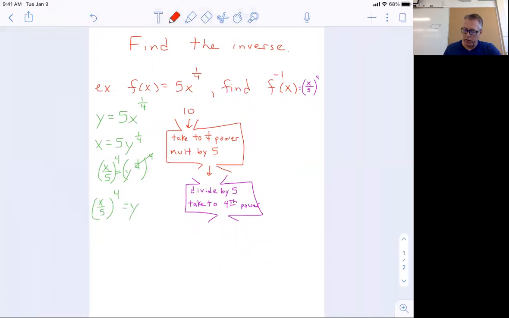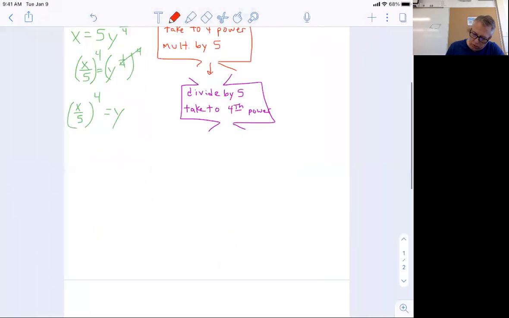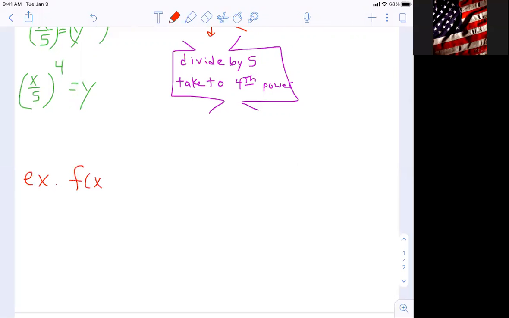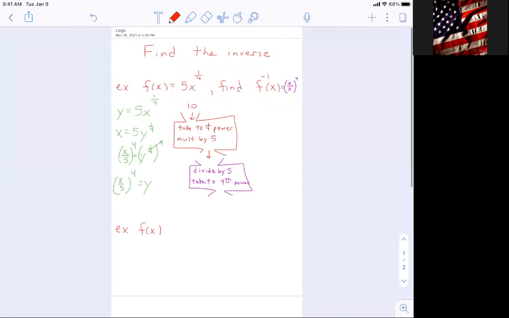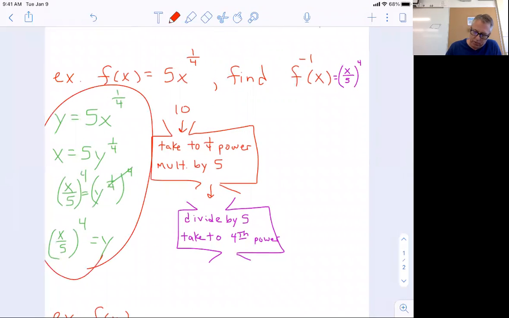Let's try another one, okay? And I'll go through them, and you guys can ask questions if I'm going too quickly, but I am going to speed it up a little bit. Let's say that f of x. Can you show the third way? Yep. This way, I think you're asking about, right?